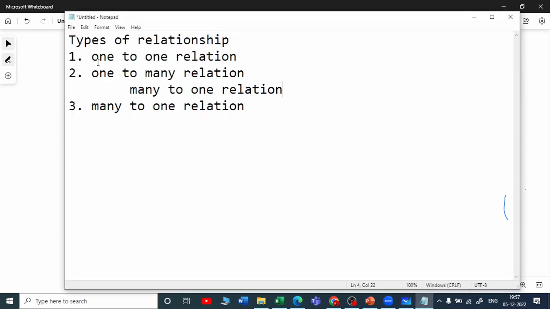So you can understand this: one to one, one to many, or many to one, vice versa. And third is many to many relations.